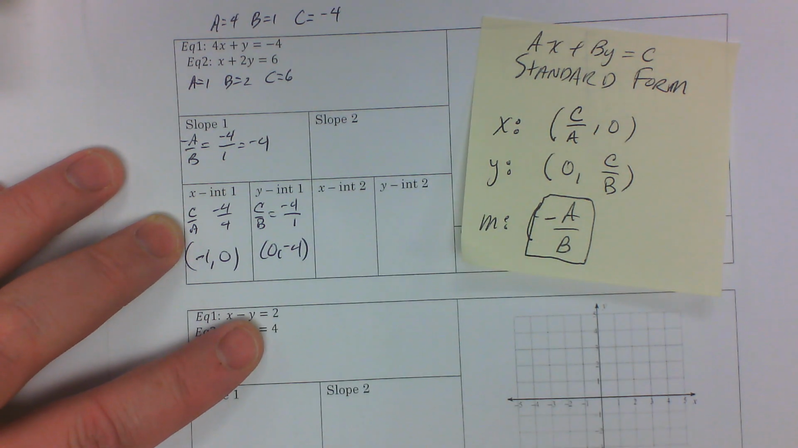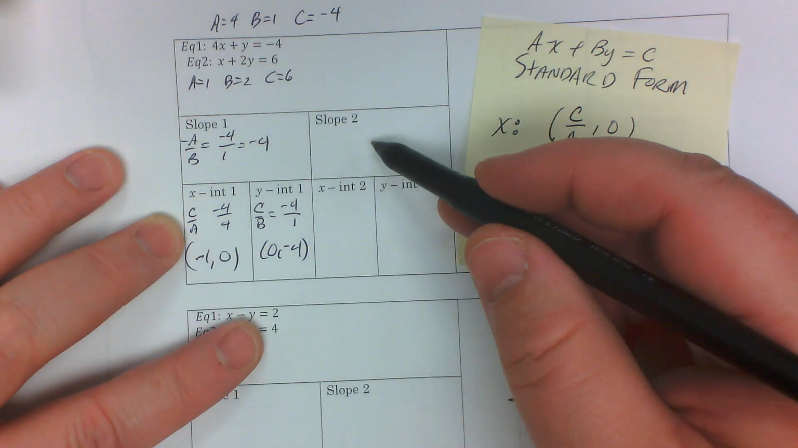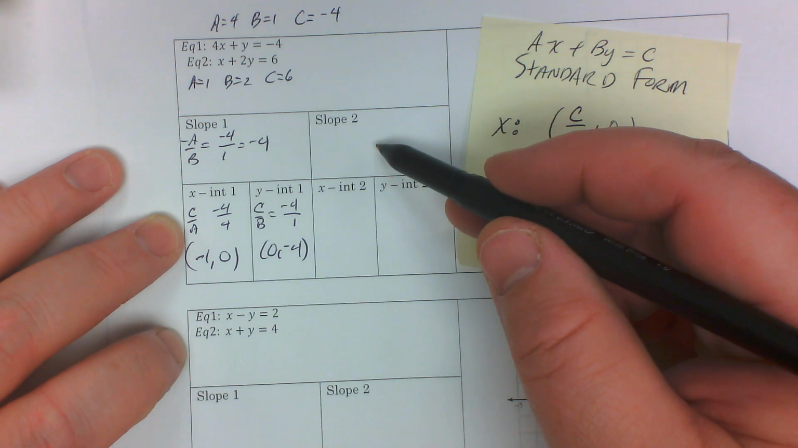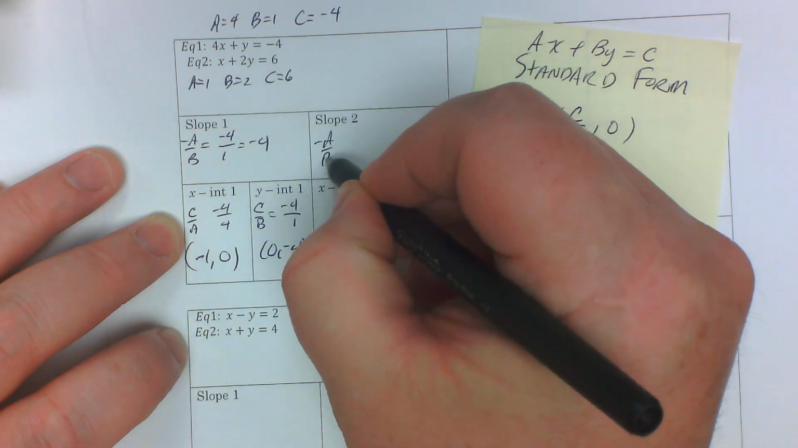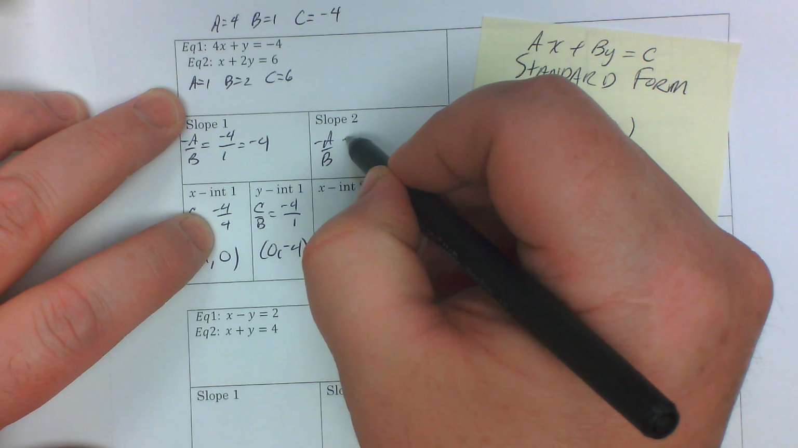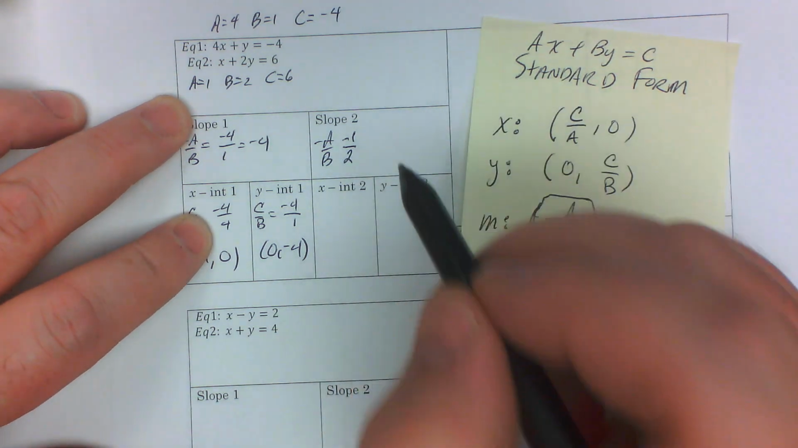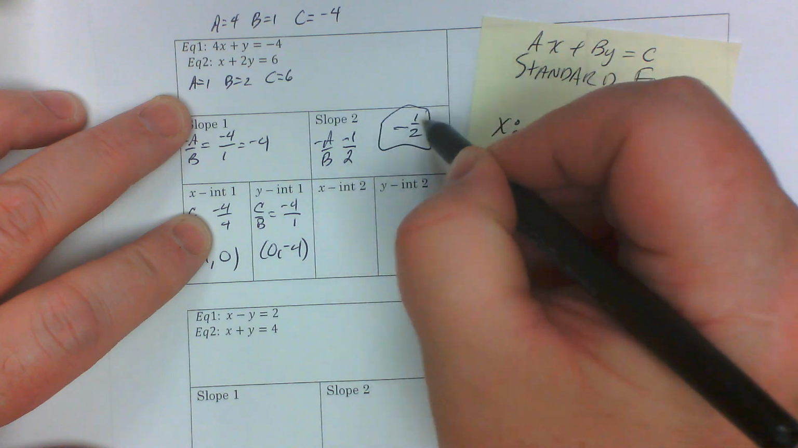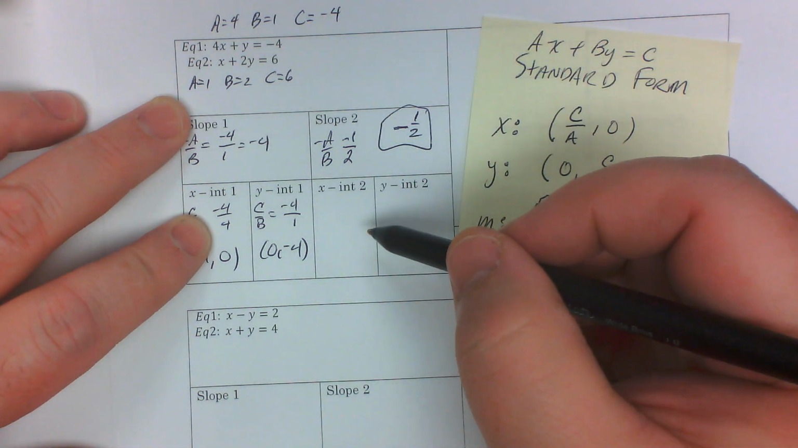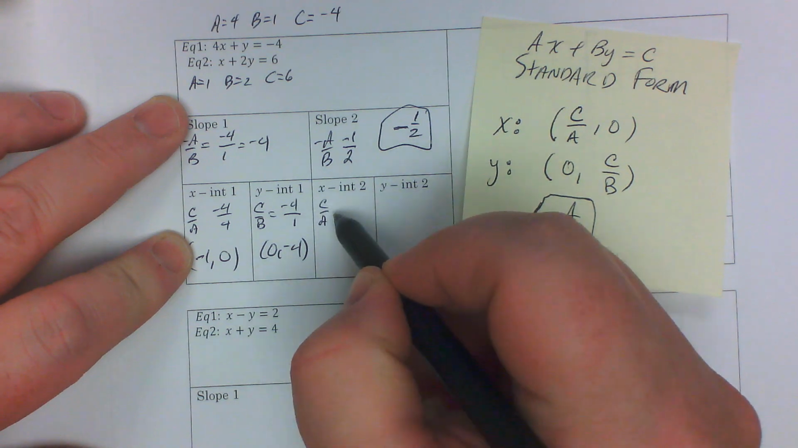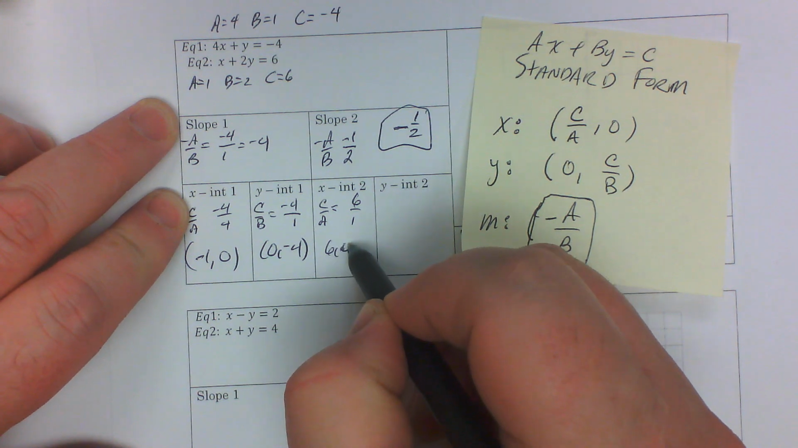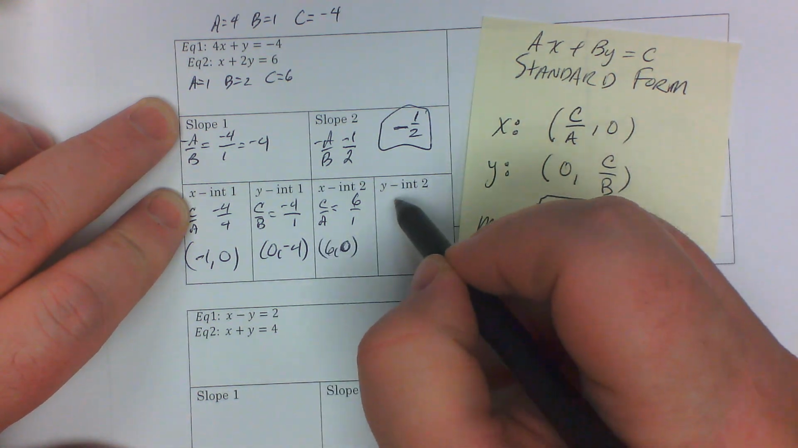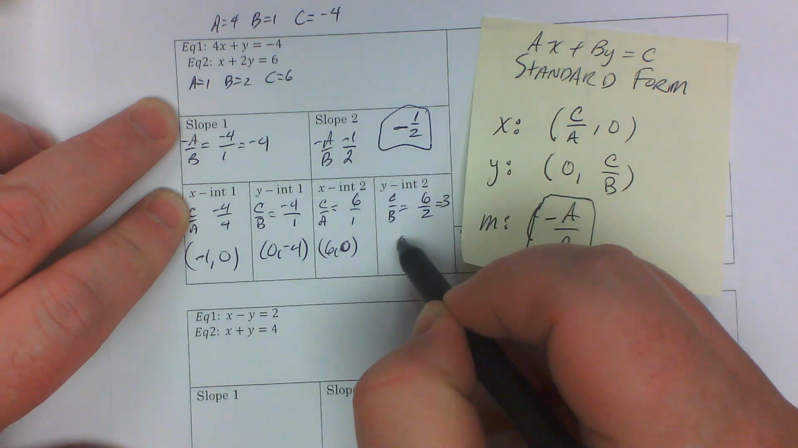Oh man, that's pretty quick. It's pretty easy. Let's do our second one over here. Our slope here is -a over b, right? So it's going to be negative 1 over 2. Our slope is negative 1/2. Well, man, that's kind of ugly. All right. Now our x-intercept is going to be c over a, that's 6 over 1, that's 6. And our y-intercept is going to be c over b, which is 6 over 2, which is 3.